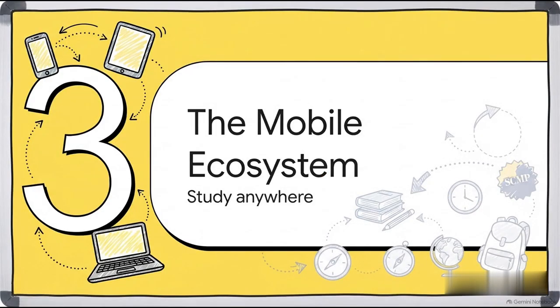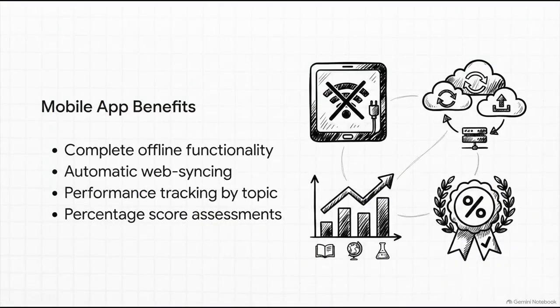The mobile ecosystem. Look, communications pros are super busy. So the material highlights a dedicated mobile app available for both iOS and Android. The best part? Complete offline functionality. No internet? Literally no problem. And the second you're back online, all your progress automatically syncs right back to the web platform. Plus, the app is always tracking your performance by topic and giving you percentage score assessments, so you know exactly how close you are to being ready for the real deal.